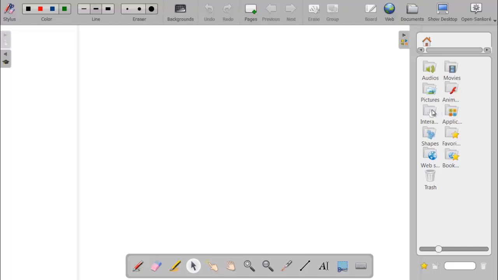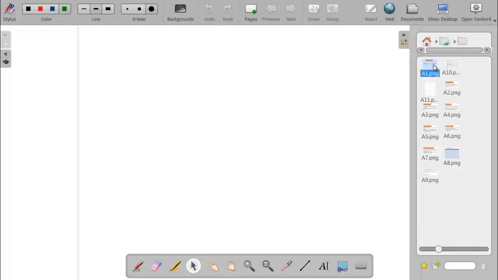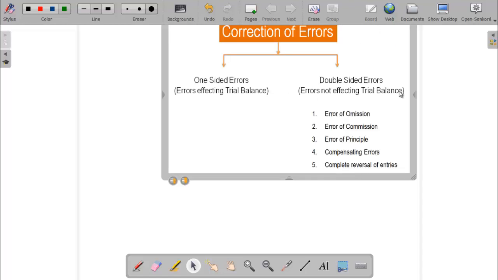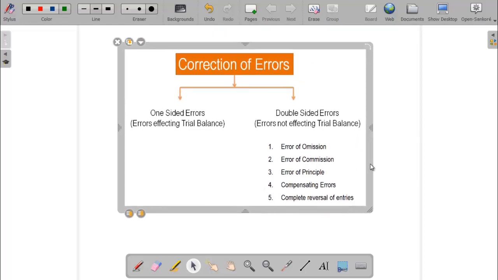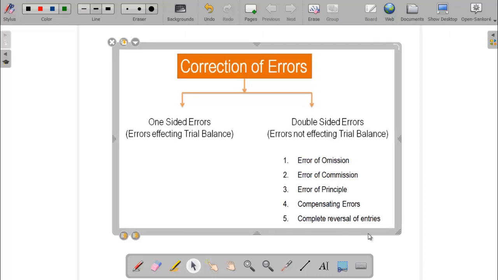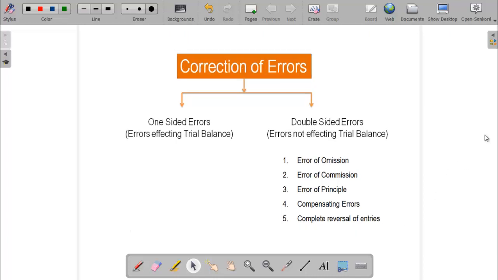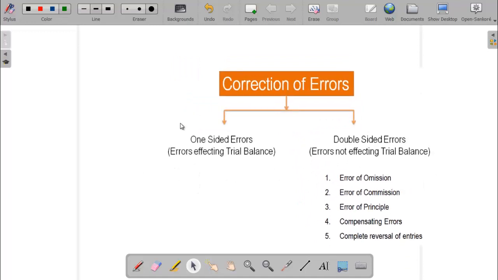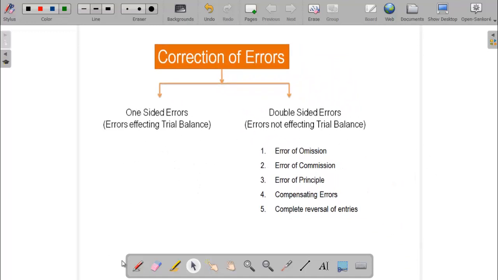Okay, so today we are going to start one new lesson, and the lesson is correction of errors. This is a very important chapter, and many times we find questions from this chapter. So today we are going to discuss this topic, correction of errors.